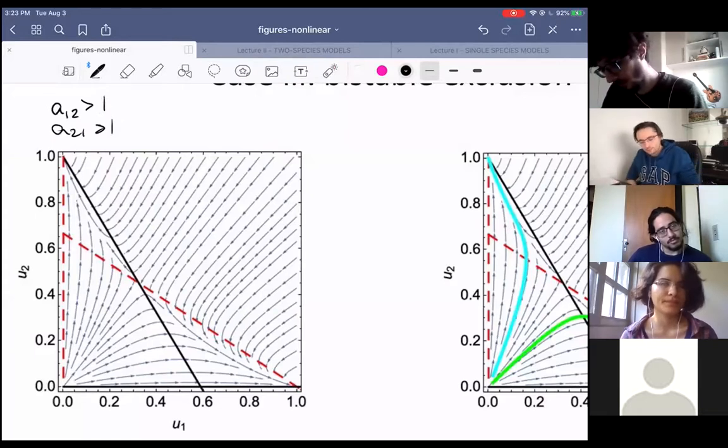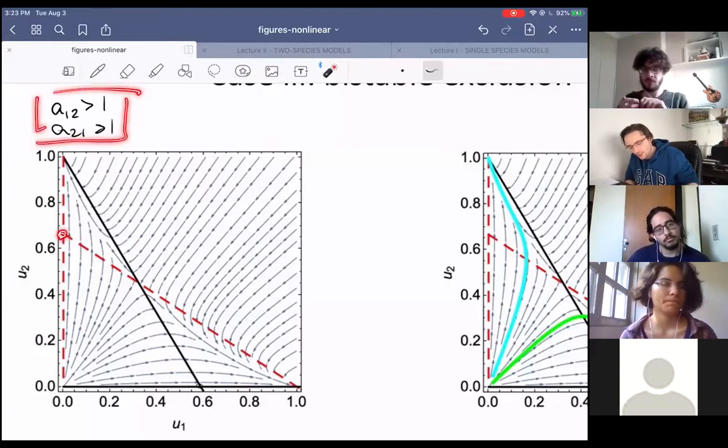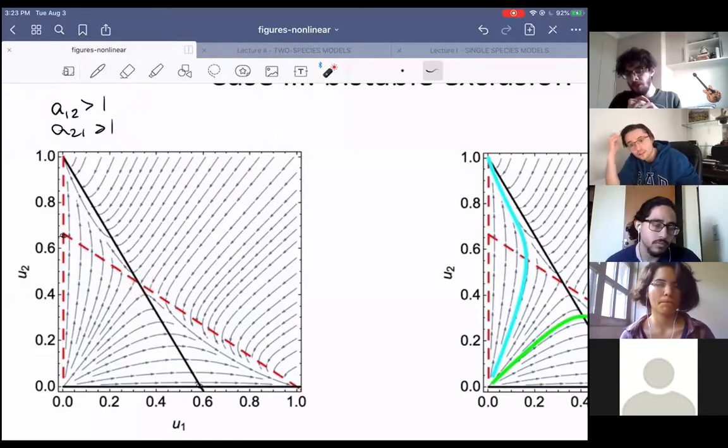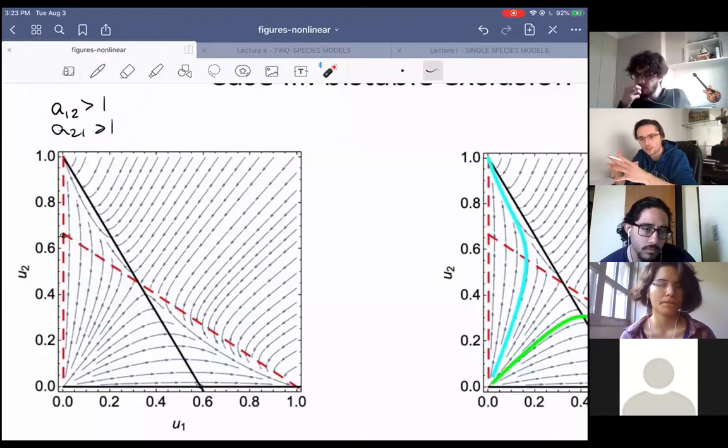In this case, because these crossing points were given by the inverse of these coefficients, these crossing points are always going to be smaller than 1. So in principle, the slope of my null lines is going to allow the existence of this coexistence point, right? If I have lines that go from 0 to a number that is smaller than 1 two times, I get this crossing point in the middle.